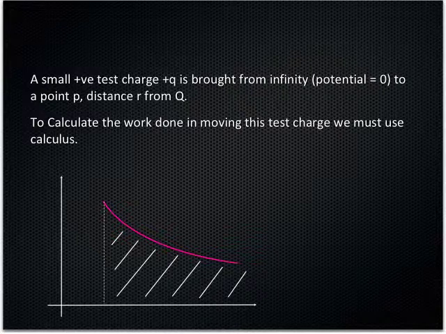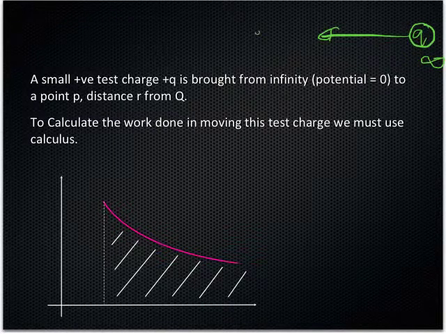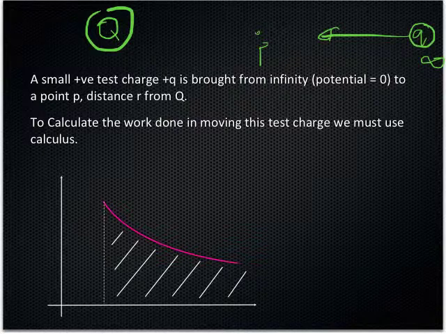As the object, that small charge q, is brought from infinity to that point P, which is a certain distance away from that big charge, we want to look at what the work done is. If you're looking at this, we have a graph of force versus displacement, or distance, and we're bringing it right in to r.